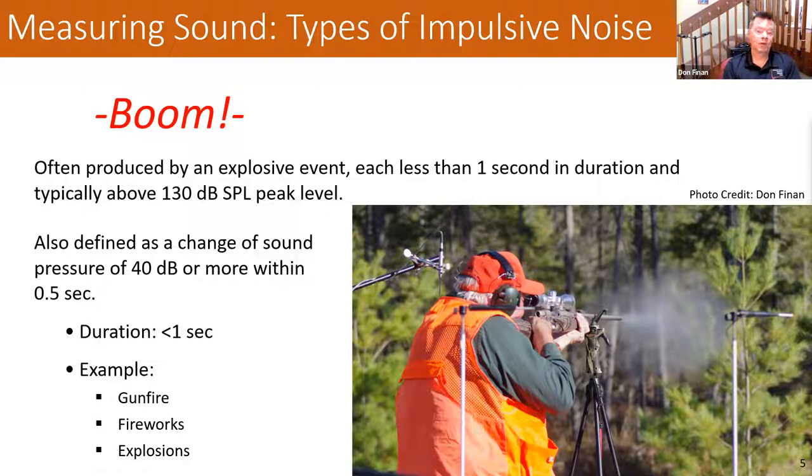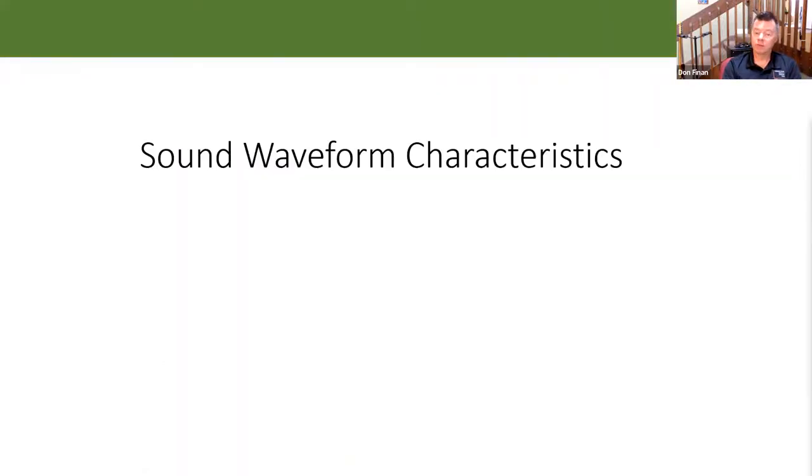We're going to put impulse and impact noise together in terms of this combination. They have some features that are very similar overall in terms of their waveforms. And that's where I'm going to hand it off to Bill Murphy to start talking a little bit about what these waveforms are, what they look like, and how we can go about measuring them. Thank you, Don. Let's go to the next slide.